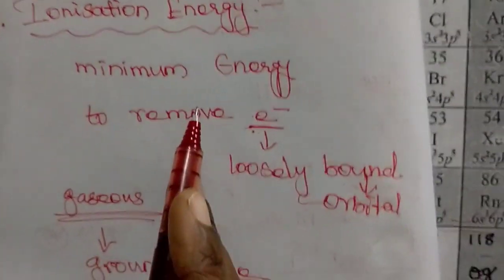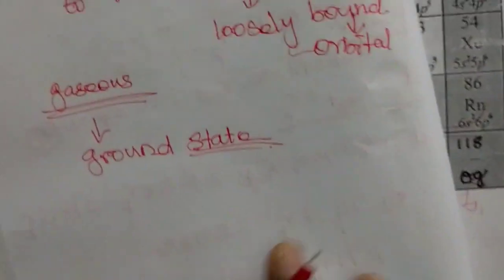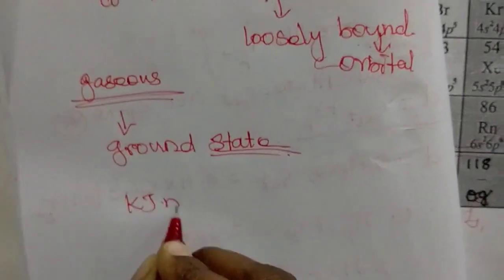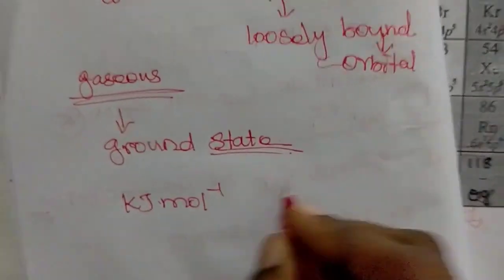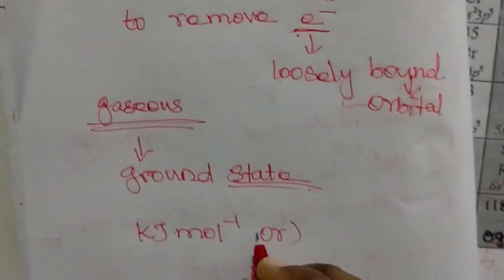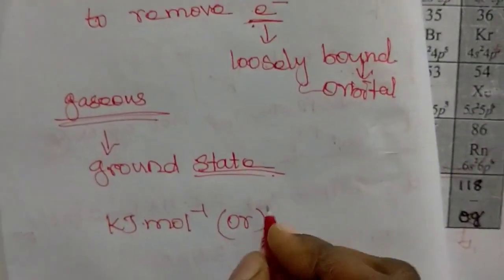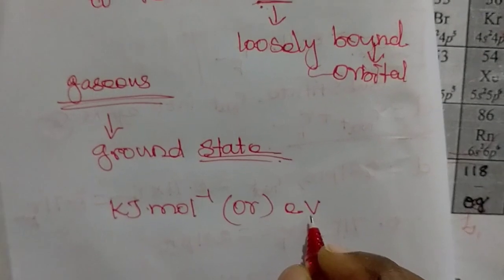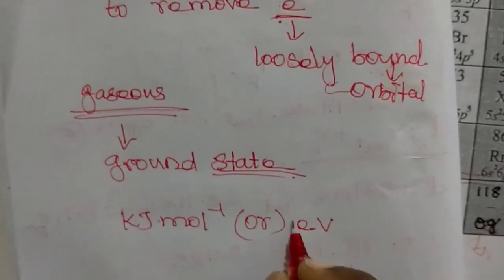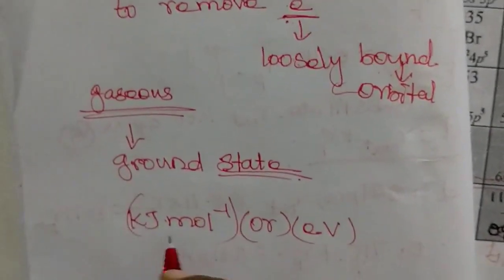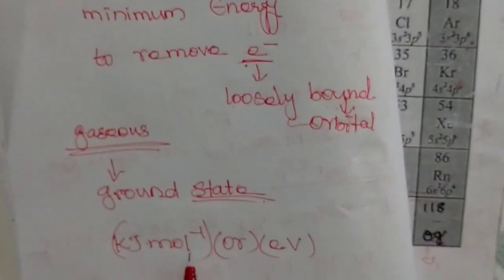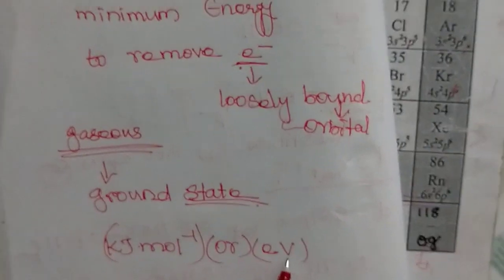This ionization energy is generally expressed in the unit kilojoule per mole (kJ mol^-1), or you can give it in electron volts. So we have two units to define this ionization energy: kilojoule per mole and electron volts.